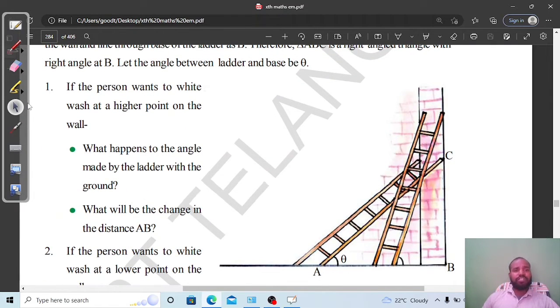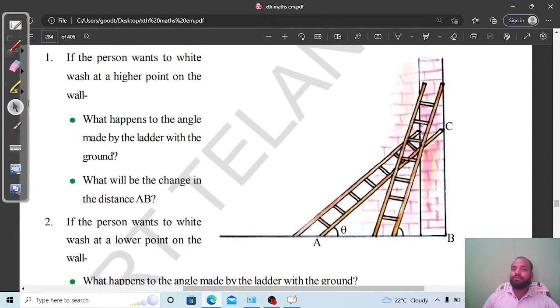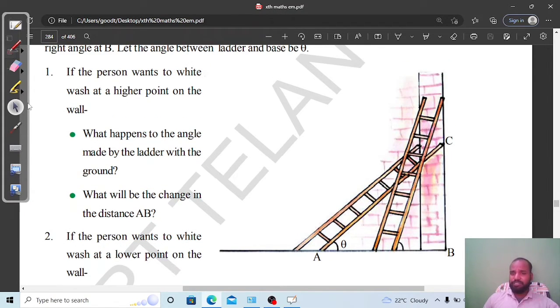If you want to whitewash a higher point on the wall, what should you do? You have two ladders, ladder A and ladder B. Suppose these are the same ladders. Now, if you want to paint at a higher elevation, what will you do here? You have to make a different angle with the ground.